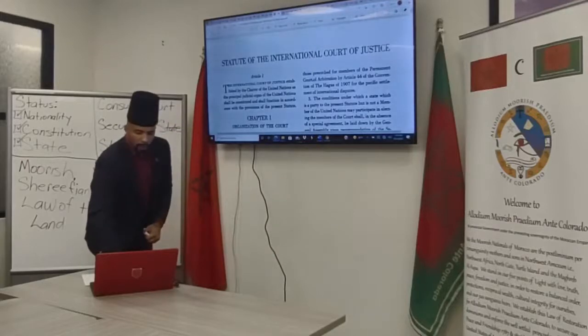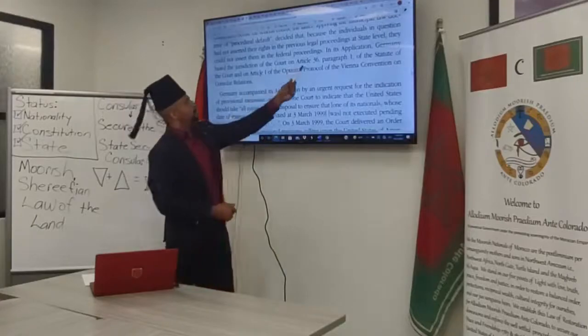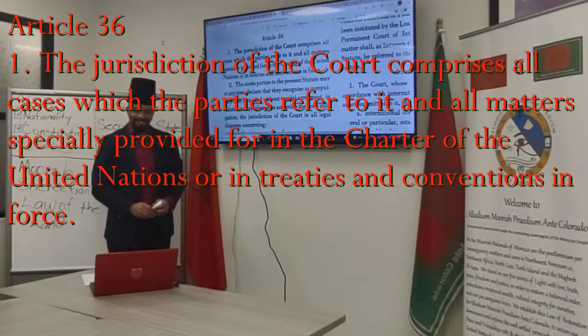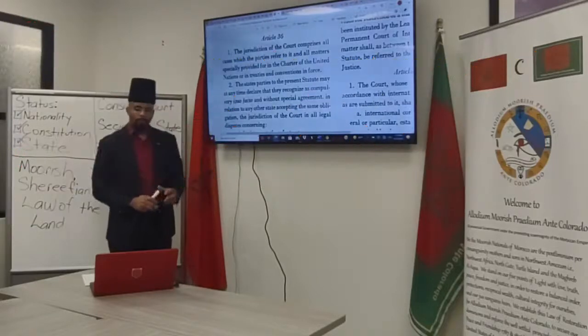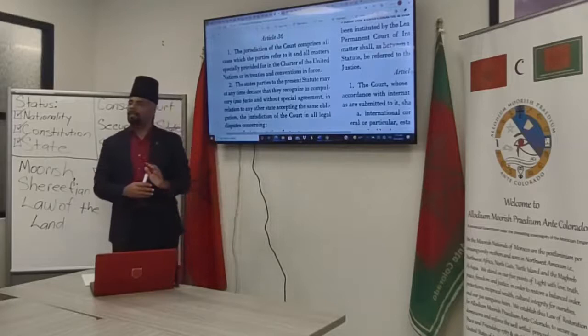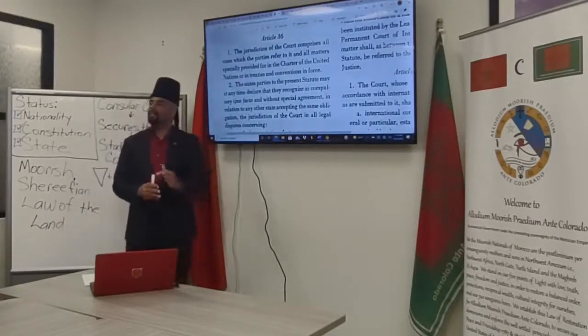So what did Germany put on the record? They said to go to Article 36, Paragraph 1: the jurisdiction of the court comprises all cases which the parties refer to it and all matters especially provided for in the Charter of the United Nations or in treaties and conventions in force. So what's happening? Germany is pointing out, United States of America, you have obligations according to treaties and they're in force. Not only are they in force, the ICJ oversees these treaties.